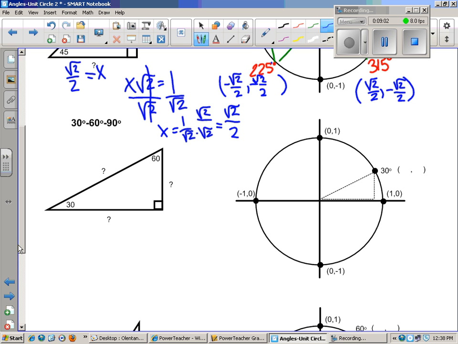What's the hypotenuse? 2x. Good. What's the side across from 30? X. And the side across from 60? X square root of 3. Good. Okay? All right. What length here do we know? The hypotenuse, which is 1.